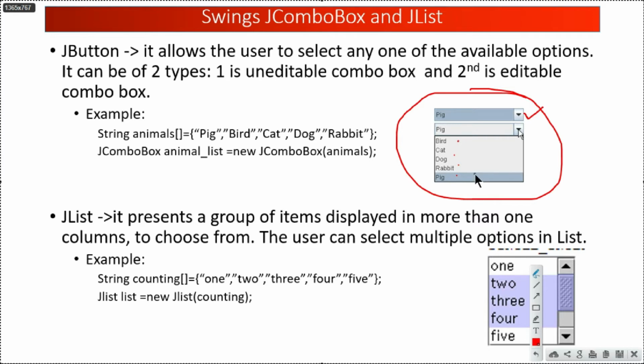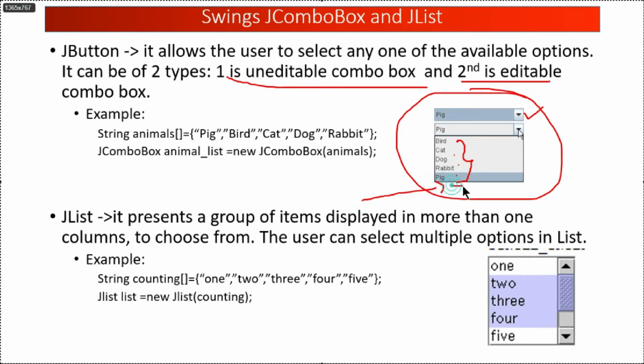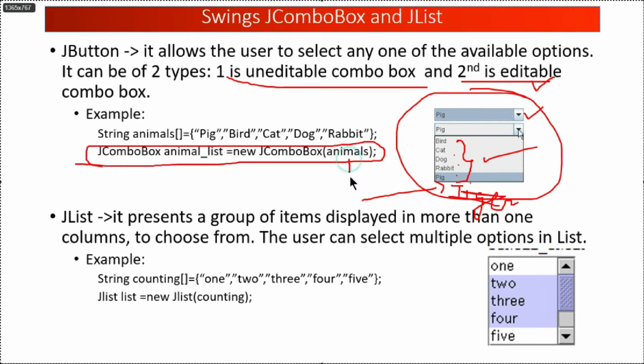And JComboBox can be of two types: uneditable or editable. What does that mean? Let's say these are the animals shown to you and you want to select an option like tiger. It doesn't exist here. The user can be given an option to add a new option using this editable text form. And if you are using an uneditable combo box, then the user must select only one option from the given ones. They cannot add their own new option. To create a combo box, you can use a JComboBox class object like this one, and you can pass all the elements that you want to display in this box using this array of strings.